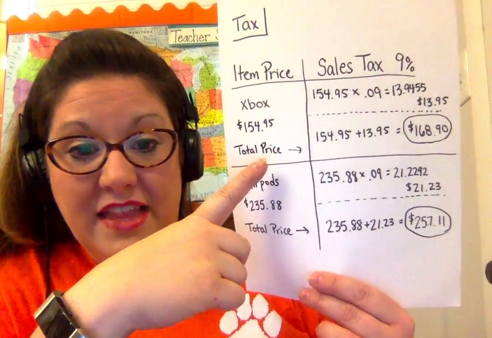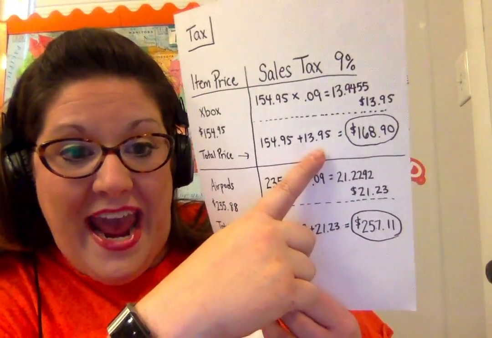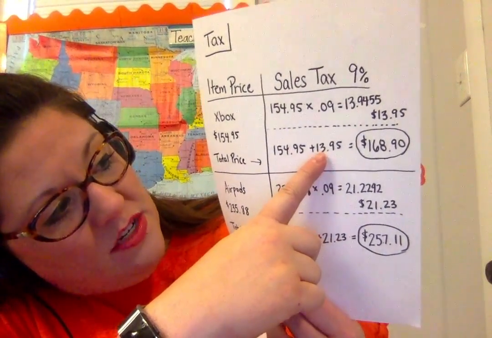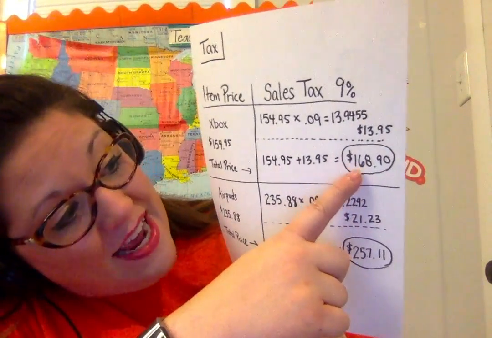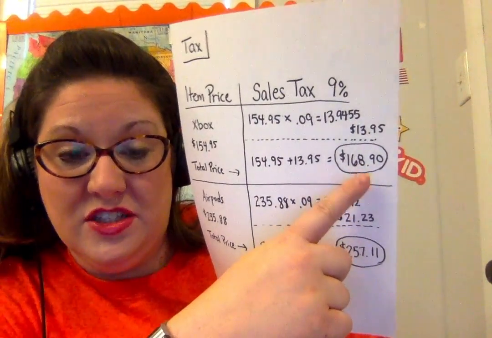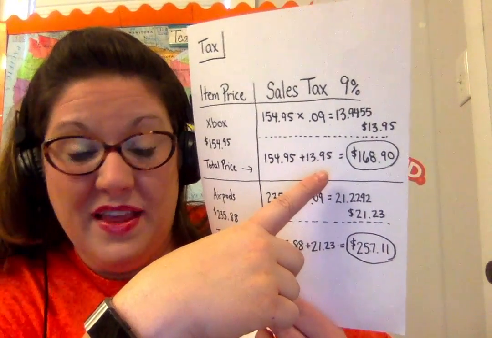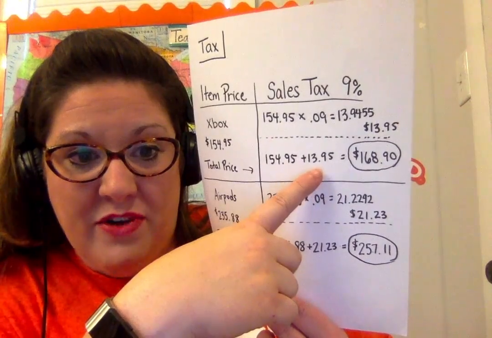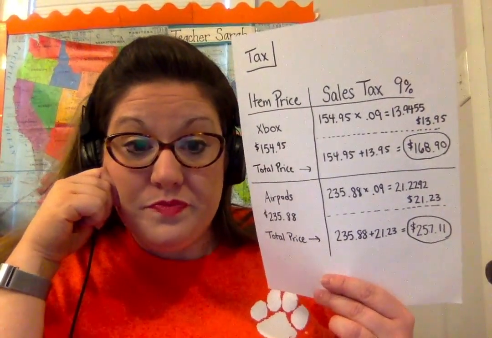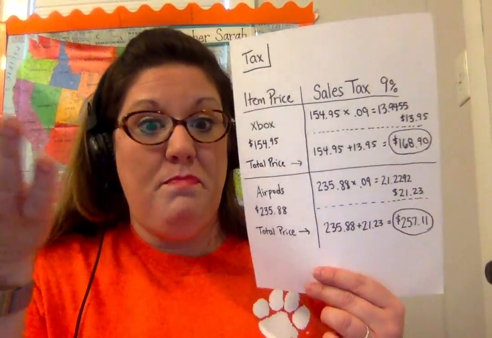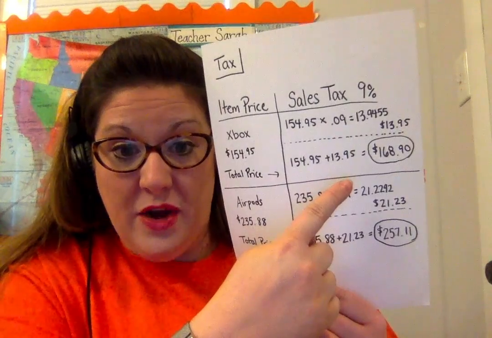Then calculate that total price. Take your original price, $154.95, add to that your sales tax, $13.95, and we get a total of $168.90. This is the total price that we pay. Look how much sales tax that was. It's kind of a lot of money to add to it, right? $13. What if that sales tax percentage had been 6%? What if this was purchased in Kentucky, 6%? The sales tax would have been a little less, right?